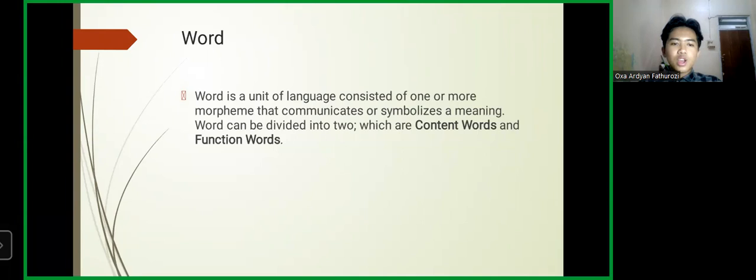Word. Word is a unit of language consisting of one or more morphemes that communicates or symbolizes a meaning. Word can be divided into two, which are content words and function words. Next slide.